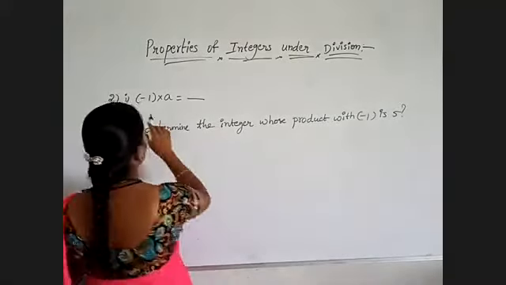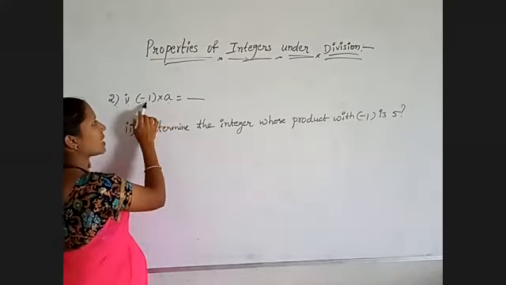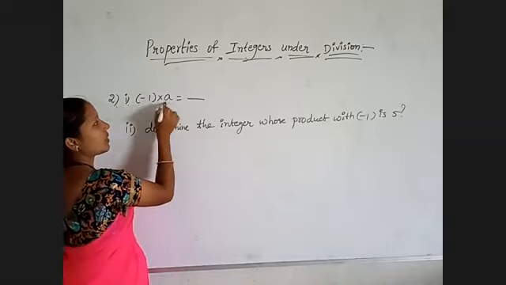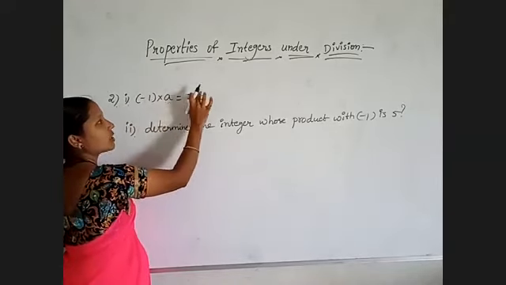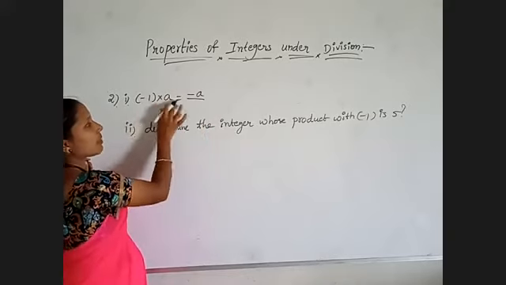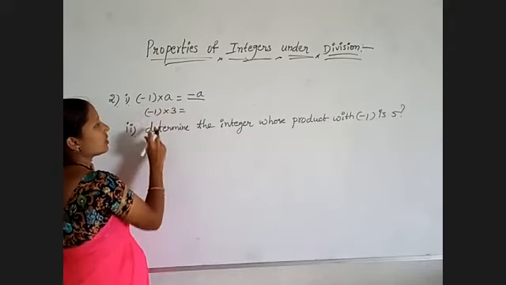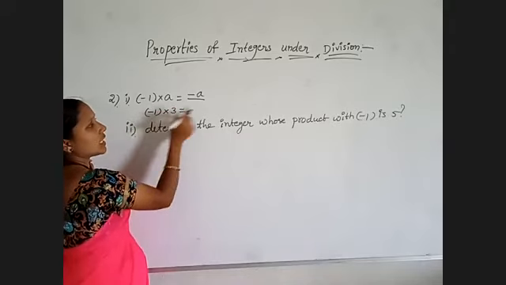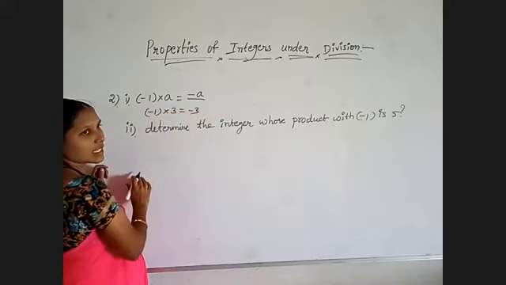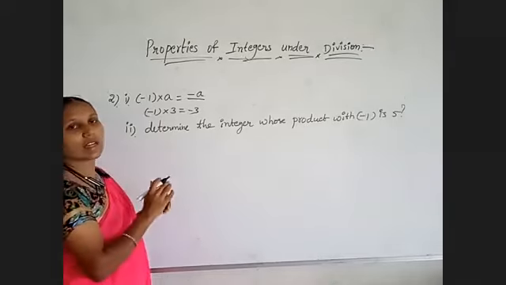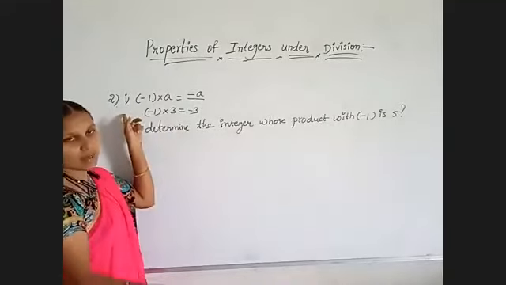First of all, by multiplying minus 1 with any integer, what value do I get? Minus into any number: minus into plus is minus, and 1 into any number is that number itself. So minus I will get. For this example I am giving, minus 1 into 3. 1 3 is 3, and here minus into plus is minus 3. Whenever you are multiplying any number with minus 1, you will get its additive inverse.